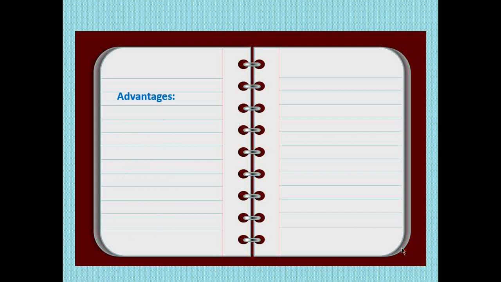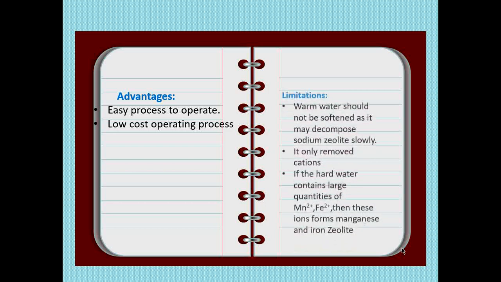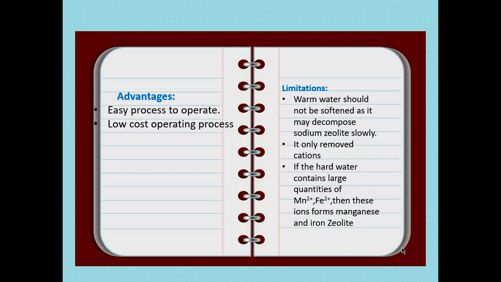Okay, what are the advantages? It is an easy process to operate, a low cost operating process. Limitations: warm water should not be softened as it may decompose the sodium zeolite slowly. So the water should not be warm. It only removes cations and not the anions. This is the most important limitation.